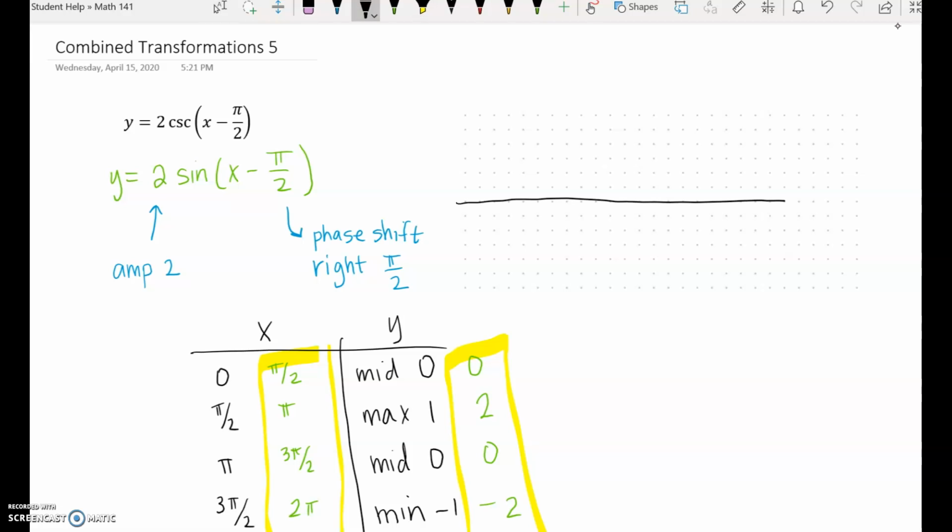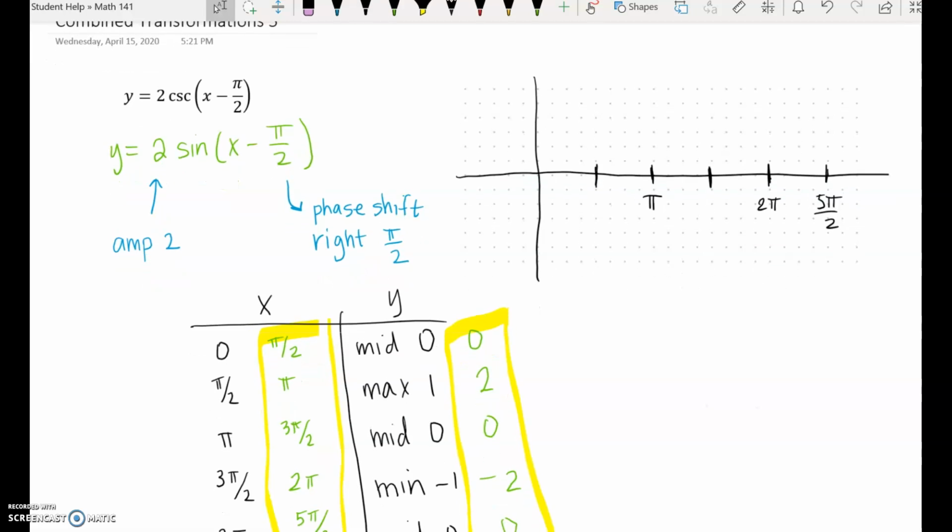So for my graph, I'm going to start back here. I'm just going to take the tick marks and kind of spread them out a little bit so we can see the asymptotes. I'll have this be pi over 2, and then this will be pi. And then this will be 5 pi over 2. 2 pi is here.